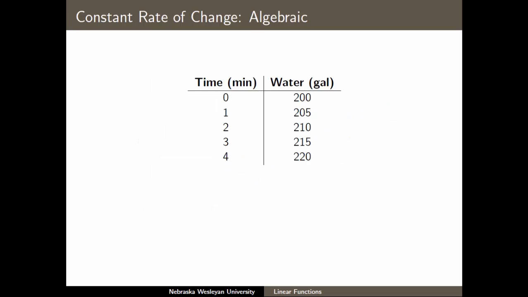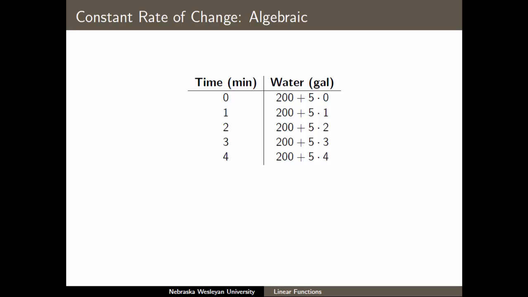From an algebraic perspective, we'd like to create a function that relates time to the water that's currently in the pool. Let's write the data in a slightly different way. At time 0, there are currently 200 gallons that we began with, and we haven't yet pumped any new water into the pool. So that's plus 5 times 0.